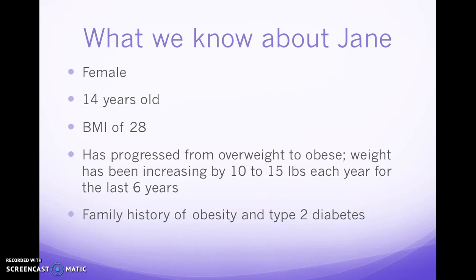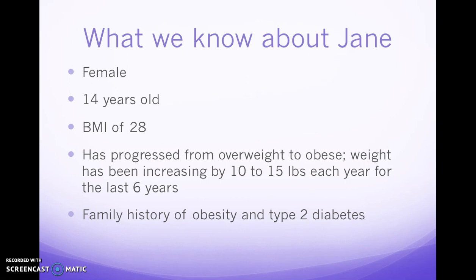Jane is a 14-year-old female. Her health history indicates that her BMI for age previously placed her in the overweight category, but her BMI for age has recently progressed to the obese category. Her weight has been increasing by 10 to 15 pounds each year for the last 6 years. And Jane's condition is particularly disconcerting because her progression from overweight to obese shows that she has not been able to effectively manage her weight.